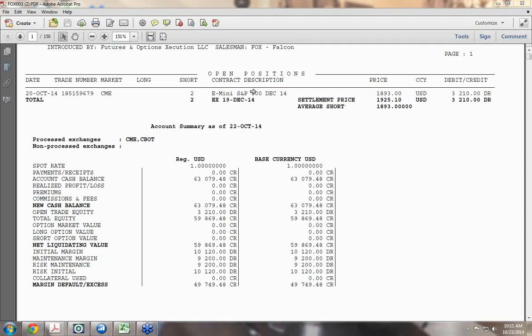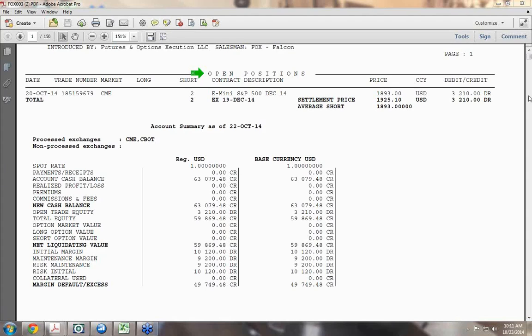So what we're looking at here is a daily statement that is sent out from Gain Capital each and every night. What you're going to see here, if there are any open positions in the account, which is not always the case, is that it's going to itemize those first.